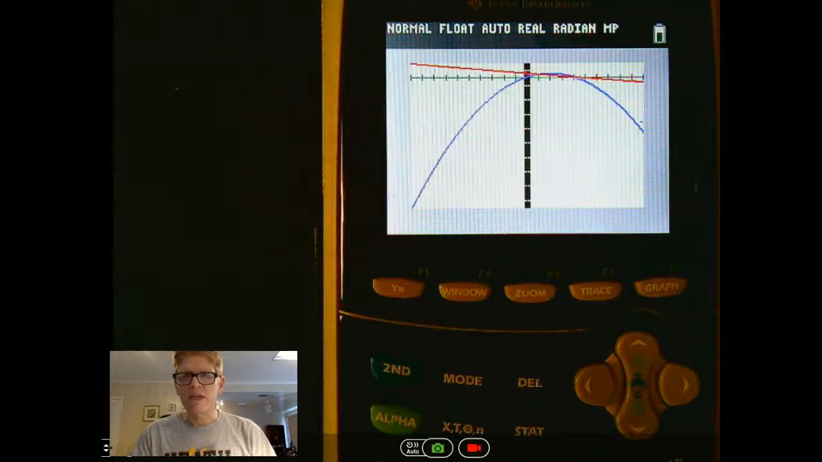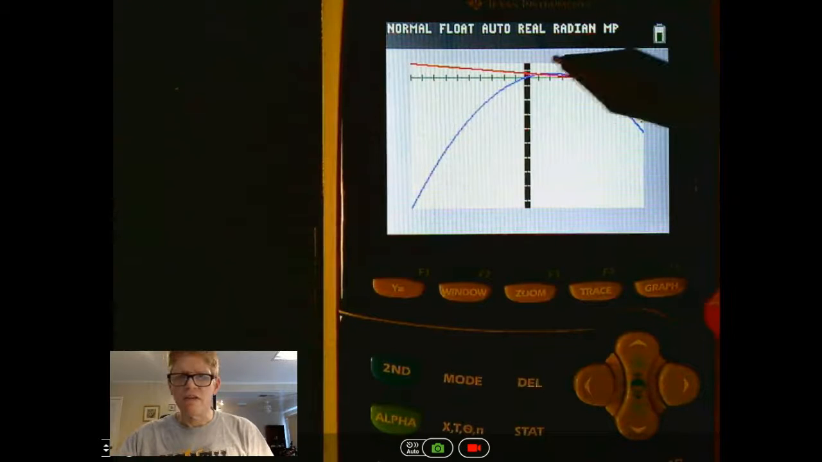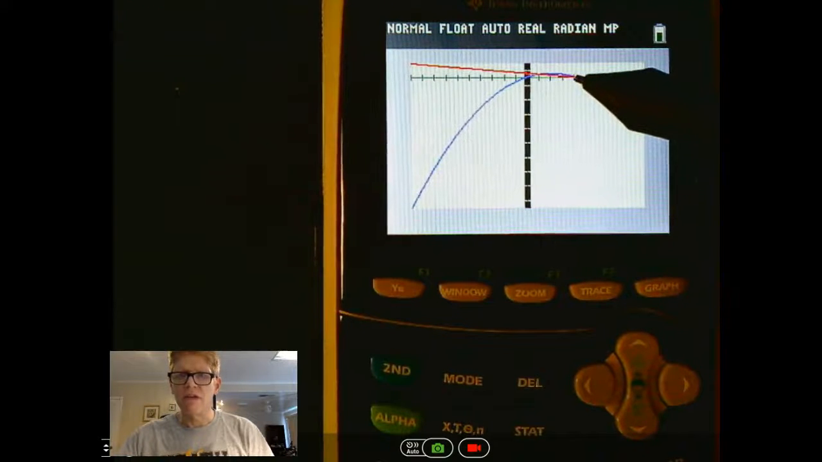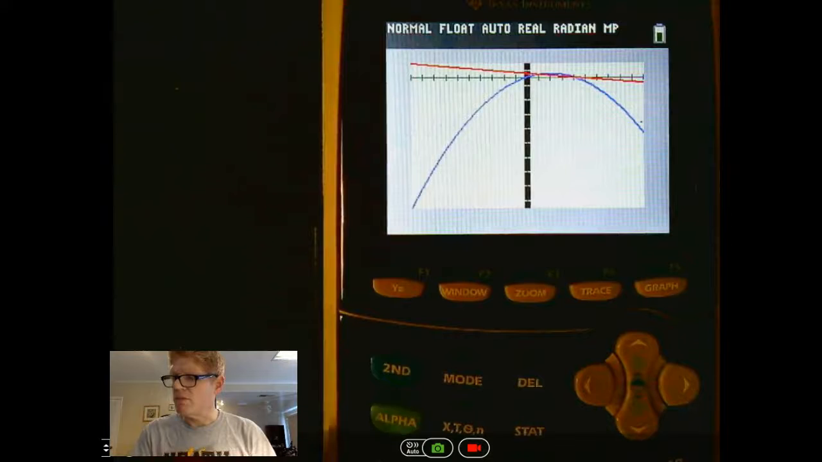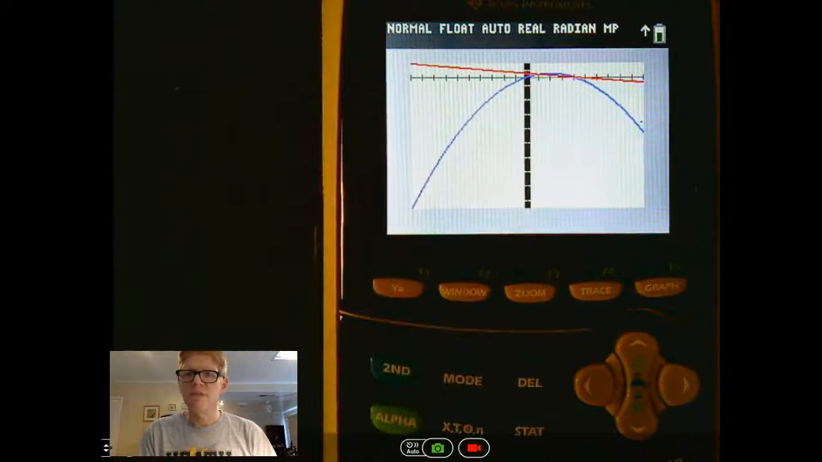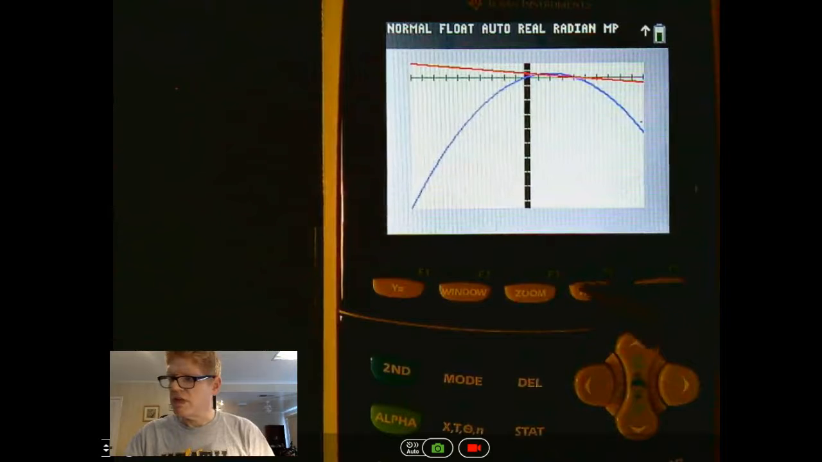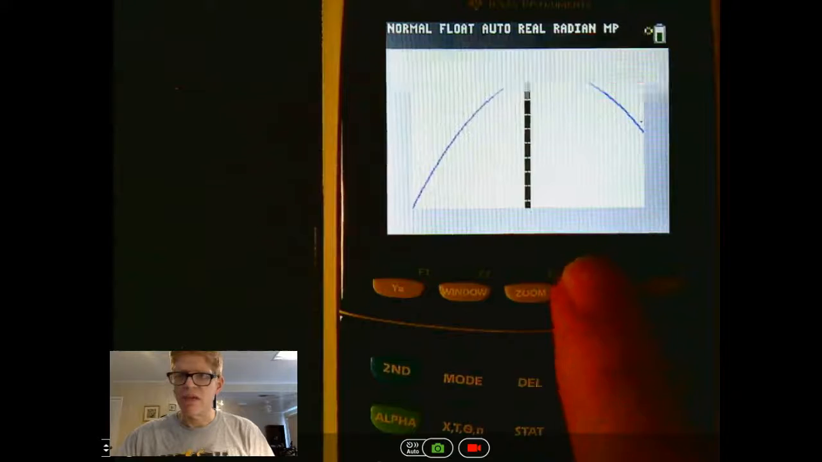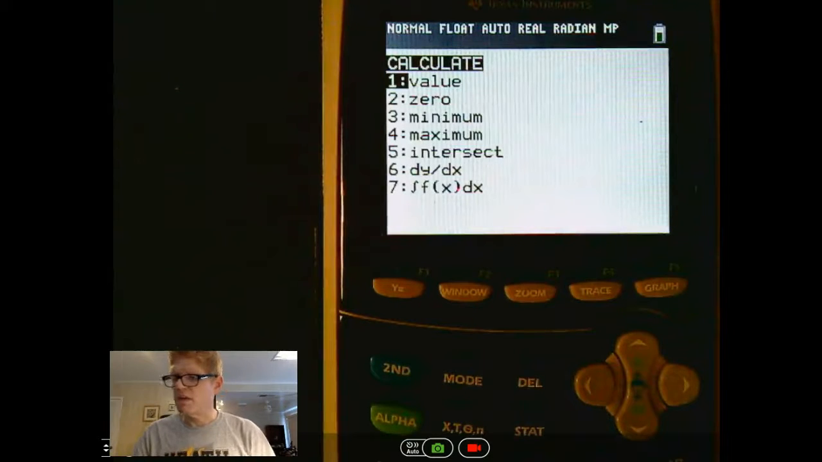So at this point, I want to calculate the intersections that I see here, right? I see an intersection here and here, but I want to see what those are in terms of numbers. So I'm going to press second, and then I'm going to press the Calc button, the one that's right above trace. You'll see that there's a blue Calc up there, and we'll press that. Second and trace. And then we'll come down to intersect.